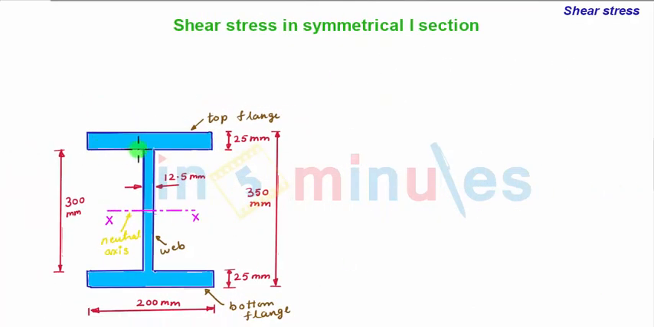Now as we move our layer from this junction of the top flange and web towards the neutral axis, we see that the width of the web does not change. So we straightaway find the shear stress at the centroidal x-axis, or neutral axis.